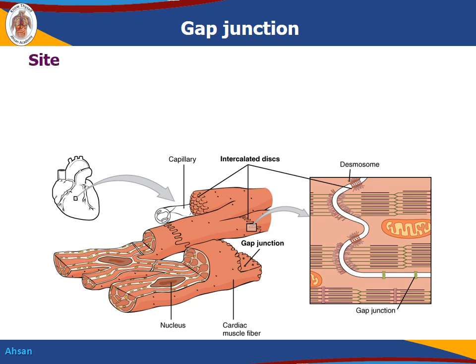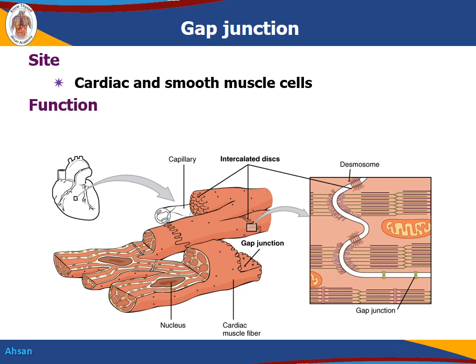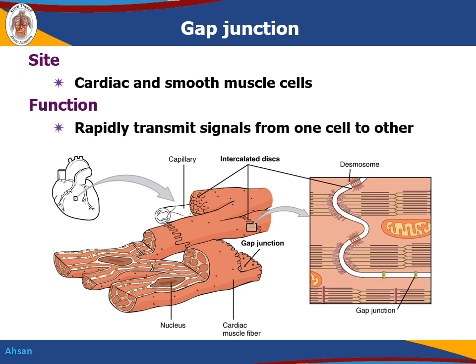The gap junction is present in cardiac and smooth muscle, and its function is rapid transmission of the signal from one cell to another. Because of this, cardiac muscle can transmit the impulses rapidly from one place to another.